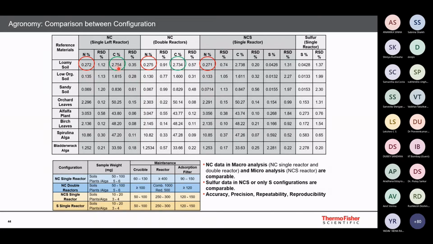Similarly, if you see the carbon 0.2754, again double reactor is 2734. So very correctly you can do it by single reactor as well as double reactor. No doubt, in single reactor the chemical is different, and in double reactor it is very different. So these are the things we can compare with each other.